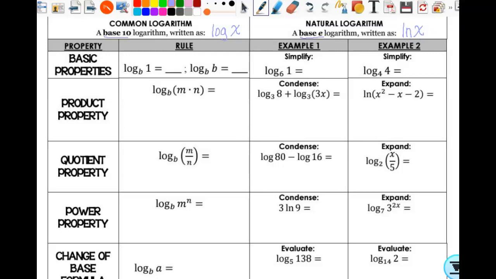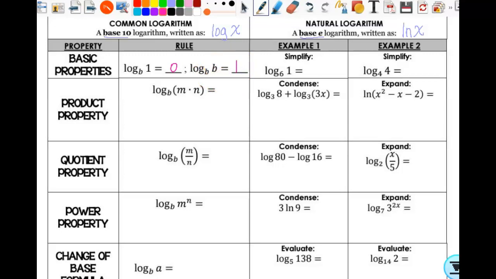All right, so some basic properties of logs. Log base b of 1 equals, right? If you're not sure, you say, b to what power would give me 1? Oh, what power would I take b to get 1? 0. Yes, 0. And then log base b of b. So b to what power gives me b? 1. All right, so there's a couple of really basic things.